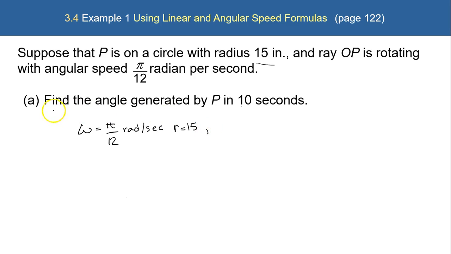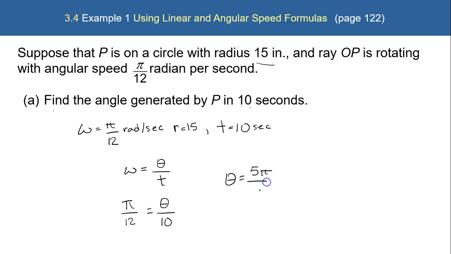And then for part A, it says find the angle generated by P in 10 seconds. So time equals 10 seconds. With this information, we're going to find the angle. The formula that's going to help us is omega equals theta over time. We have omega, and everything agrees with this time measurement. This is per second. Time is measured in seconds. So plug in. Omega is pi over 12, theta is what we're solving for, and 10 is our time that goes in for t. Solve for theta. Multiply both sides by the 10 and we get theta is equal to 5 pi over 6.